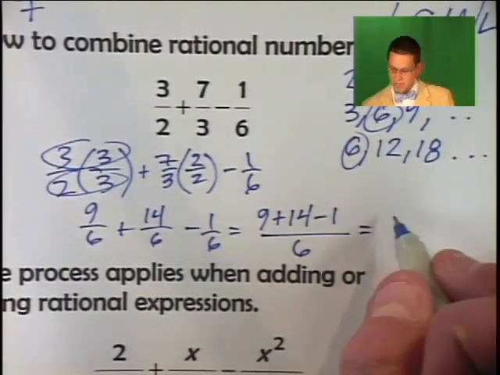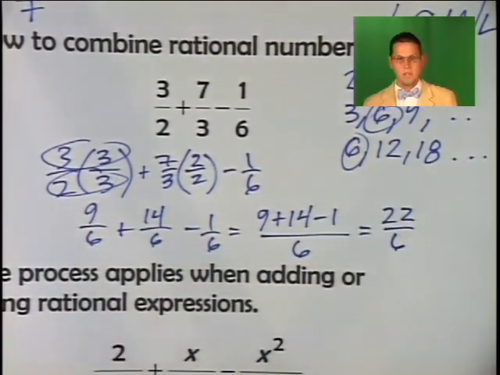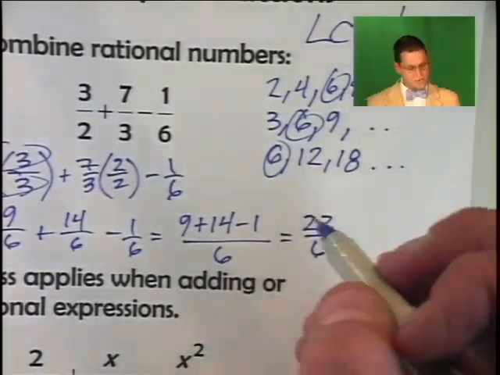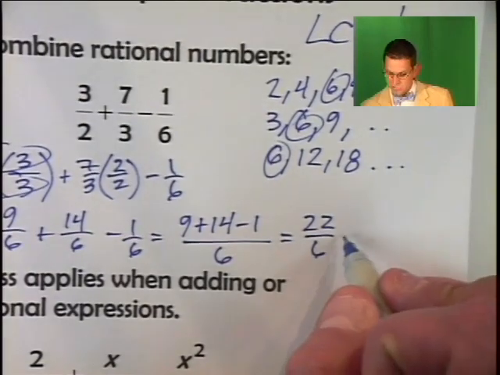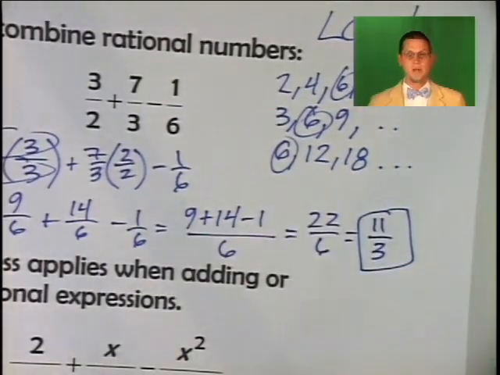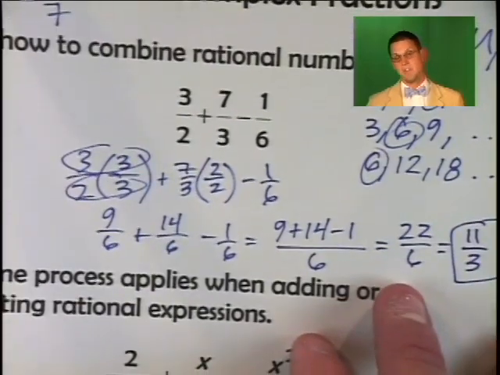and that gives me 22/6. Now that's an answer, but 22/6 simplifies. There's a factor of 2 in there, so we want to simplify it. We divide a 2 out and we get 11/3, and 11/3 is the answer, and it's in simplified form.